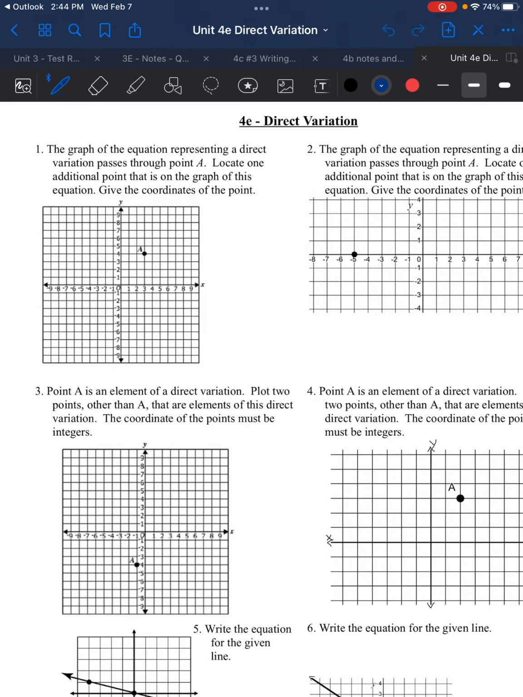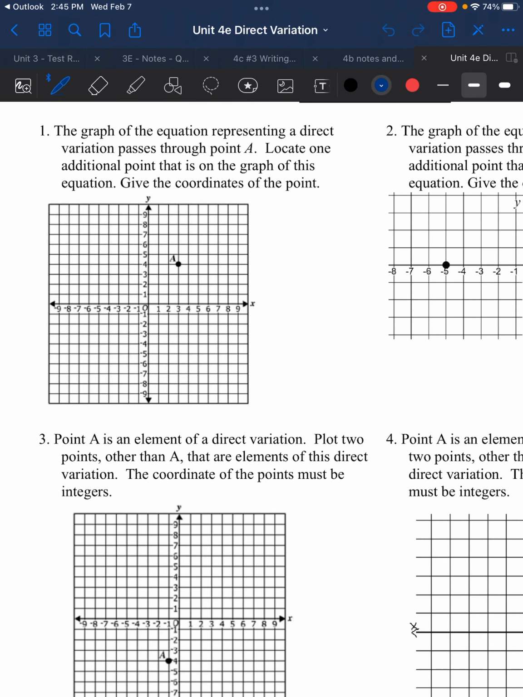All right, so these are notes on 4E, which is direct variation. When you're looking at a graph, if you get a problem like number 1, where it says the graph of the equation representing a direct variation passes through point A, your keywords here are direct variation and passes through. That means it's going to be a straight line. Locate one additional point that is on the graph of the equation, and give the coordinate of the point.